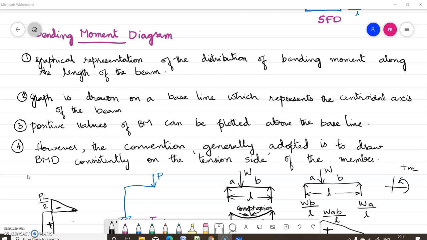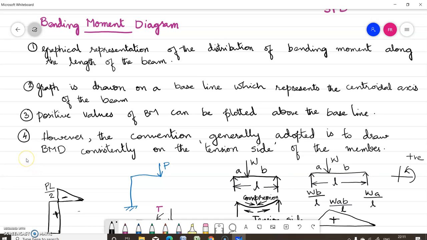Now we'll see what is a bending moment diagram. A bending moment diagram is a graphical representation of the distribution of bending moment along the length of the beam. Similar to the shear force diagram, which is the graphical representation of shear force, the bending moment diagram is a graphical representation of bending moment along the length of the beam. The graph is drawn on a baseline which represents the centroidal axis of the beam. It is usually the x-axis.